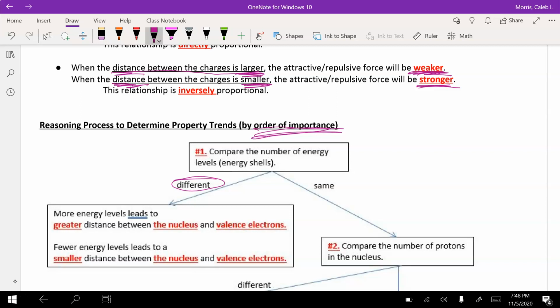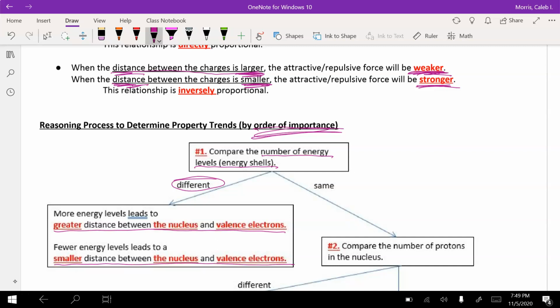If number 1 is the same, then we have to look at number 2. Okay? So if the number of energy levels is different, that's all we're going to talk about. If the number of energy levels is different, then we look at the form of logic that's over here. More energy levels means that you have a greater distance between the nucleus and the valence electrons. That's what I just said a little bit ago. If you add a new energy level, the electrons are farther from the nucleus. And if you have fewer energy levels, that leads to a smaller distance between the nucleus and the valence electrons.